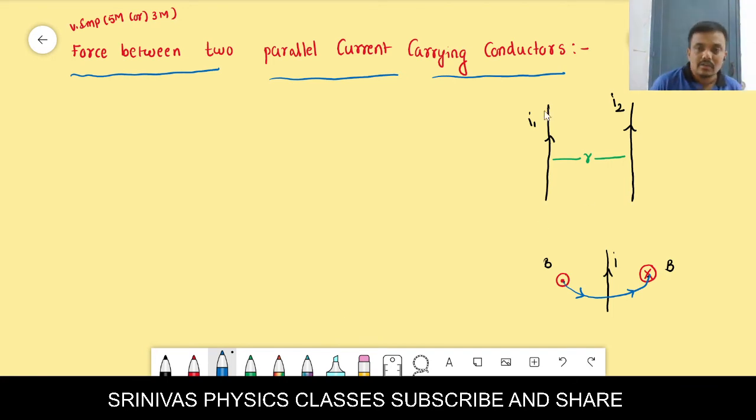Now you tell me, this first current wire generates the magnetic field. In that magnetic field, the second wire is there. This first wire is generating the magnetic field. Then what is the magnetic field direction on the second wire? For example, I want the magnetic field due to the first wire at a distance r on the second wire. I want to know whether it is inward or outward. At this point, the magnetic field, whether inward or outward? Students, are you there?